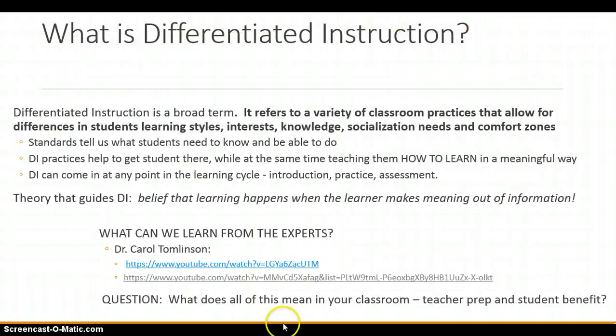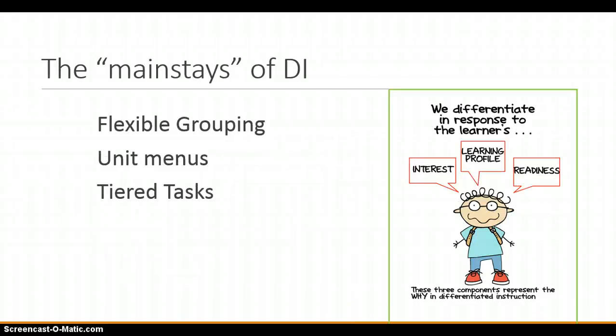Okay, so what does this all mean for you? What does it mean for you currently with the students that you're working with, and what about your students in the future? The process of differentiated instruction usually takes three different forms. And a couple of these forms are pretty basic, and then one gets to be a little more complex, but is a foundational piece.